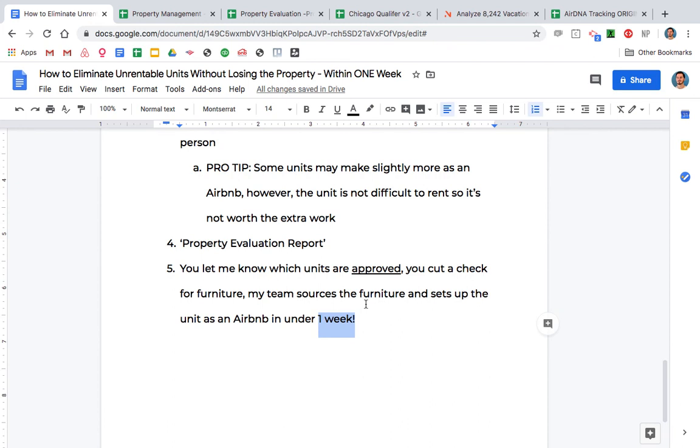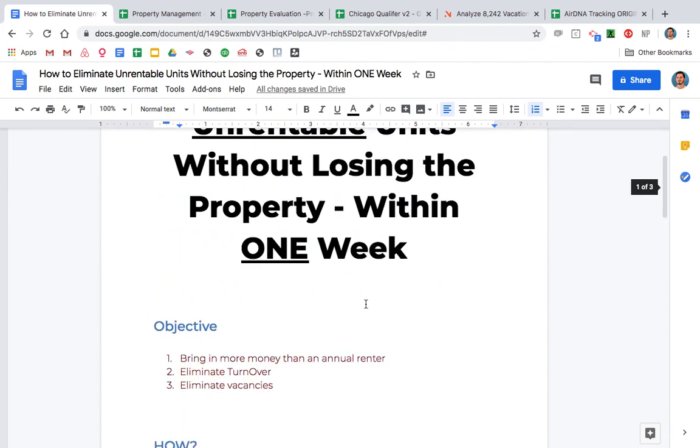I hope this was helpful. I hope you understand. I hope you realize that there are other options. That annual tenants is not the only thing that there is.